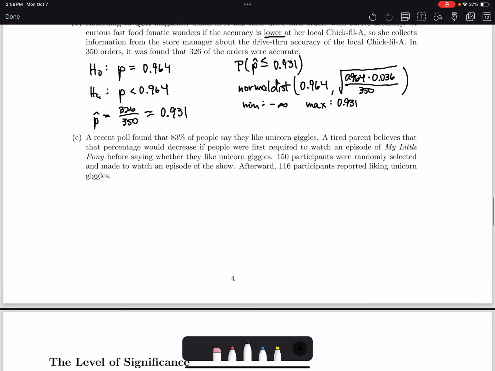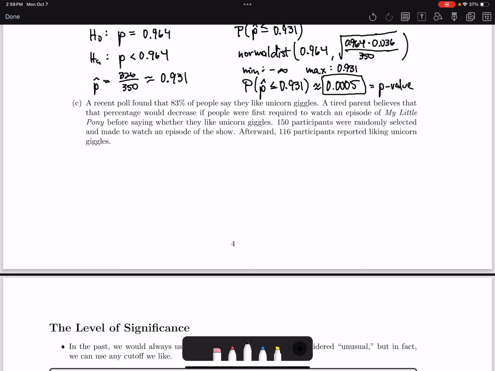Okay, part C. A recent poll found that 83% of people say they like unicorn giggles. A tired parent believes that percentage would decrease if people were first required to watch an episode of My Little Pony before saying whether they like unicorn giggles. 150 participants were randomly selected and made to watch an episode of the show. Afterward, 116 participants reported liking unicorn giggles.